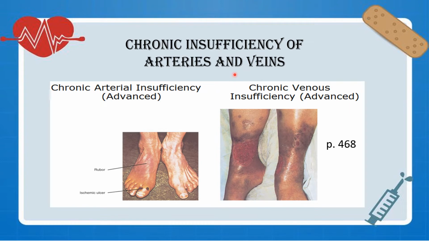Okay, the following are examples of chronic insufficiency of arteries and veins. So we have here an image of advanced chronic arterial insufficiency, wherein there is an intermittent claudication progressing to pain at rest, and there is also the start of tissue ischemia. So rubor, or redness, or the ischemic ulcer. Another image of advanced chronic venous insufficiency. Okay, so arterial itong isa, venous naman itong isa.